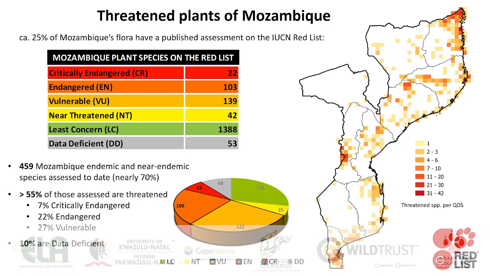But in the map on the right, we can again see clear concentrations in the distribution and richness of these threatened species that enable us to identify IPAs under criterion A, that of threatened species.